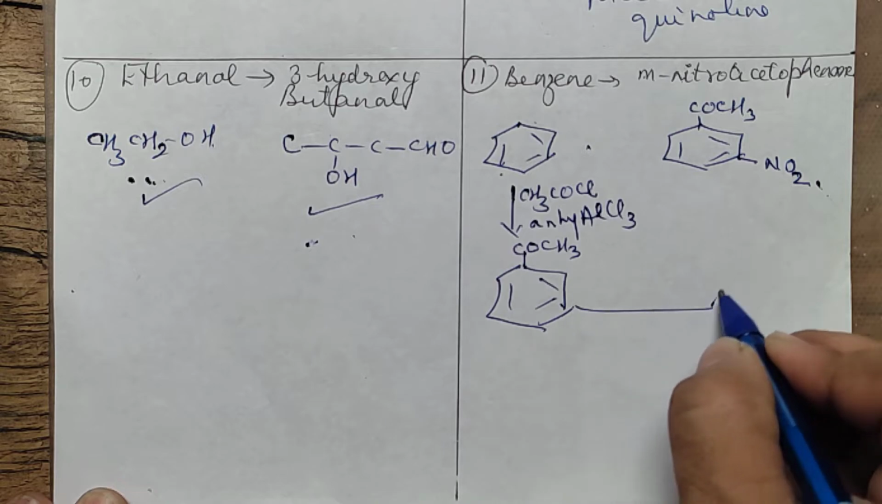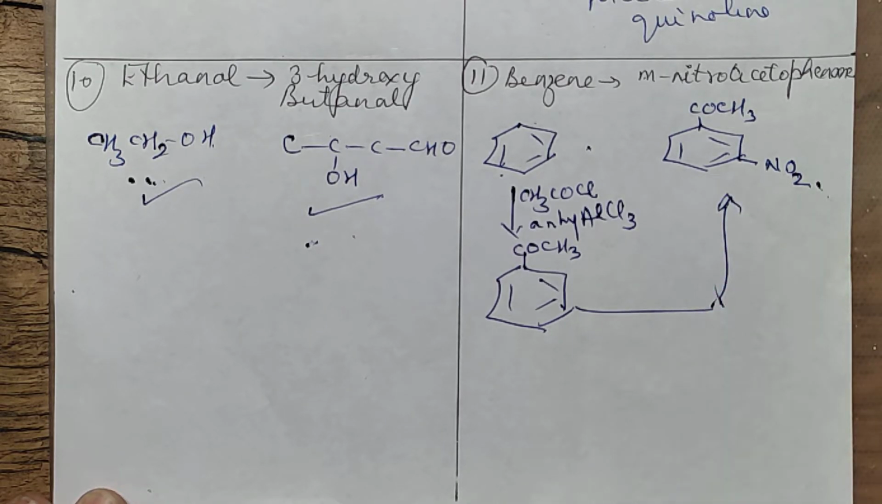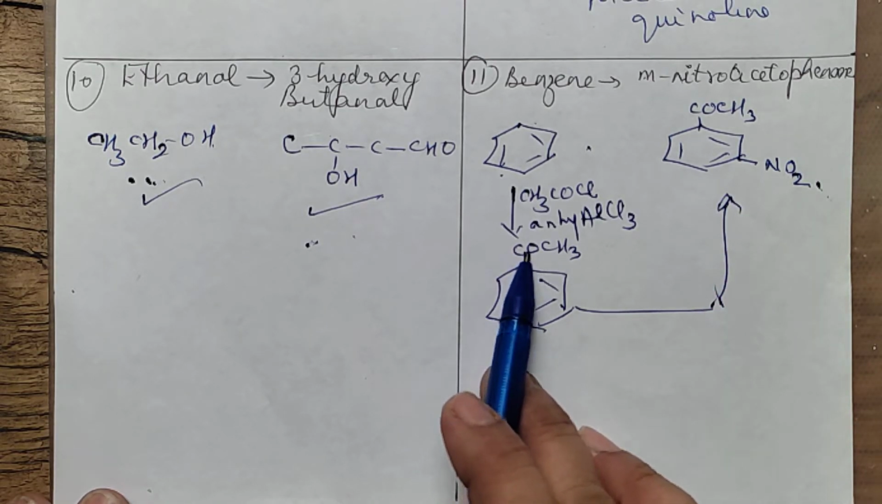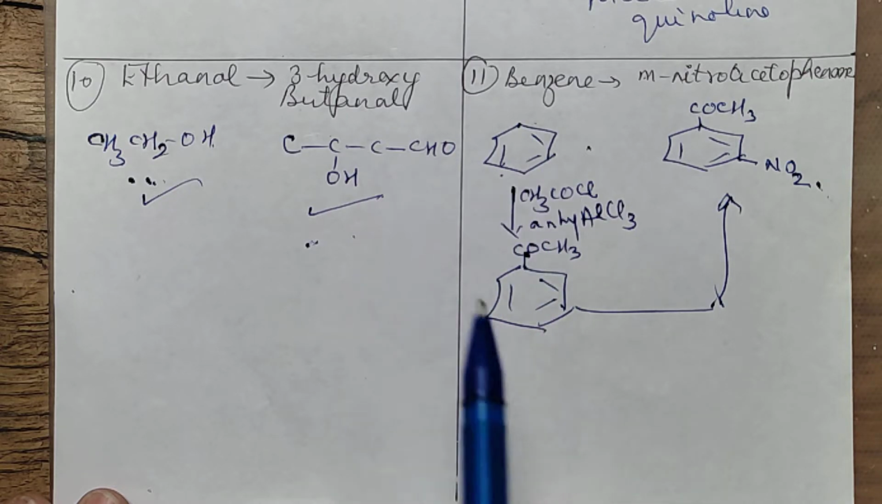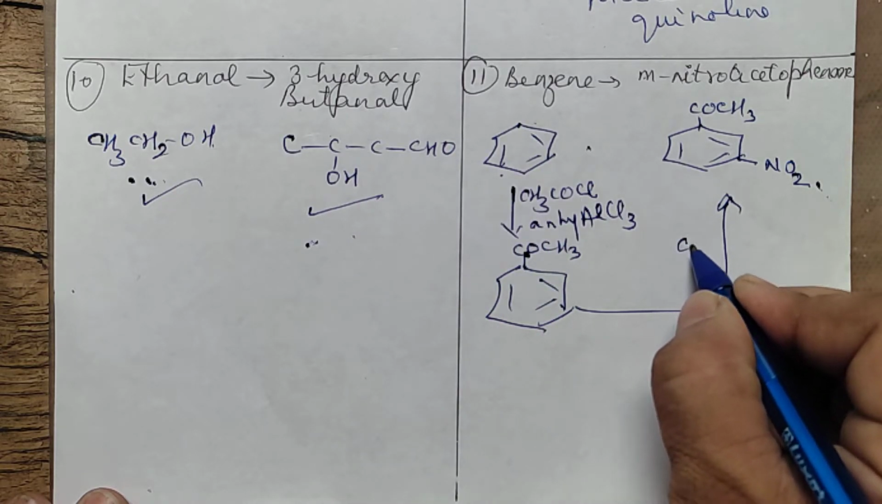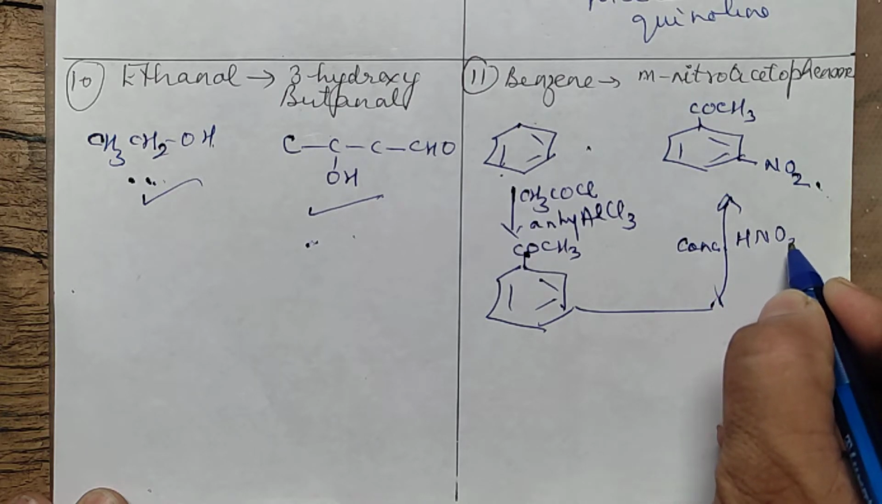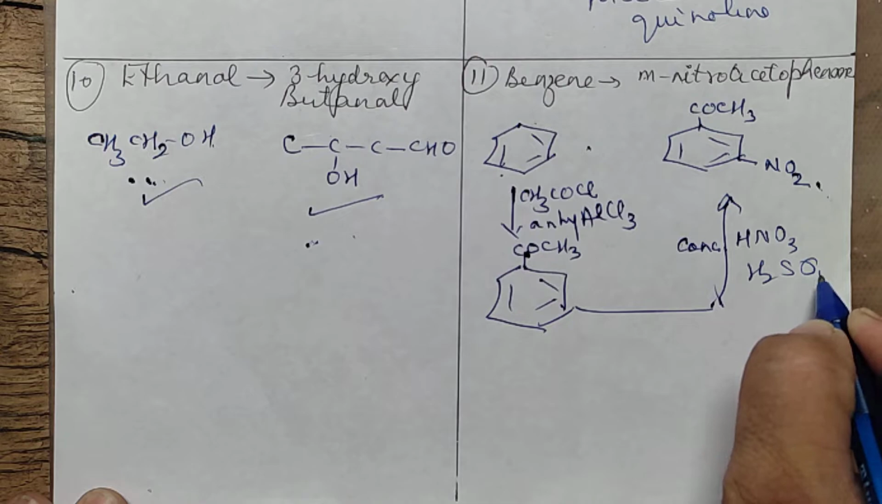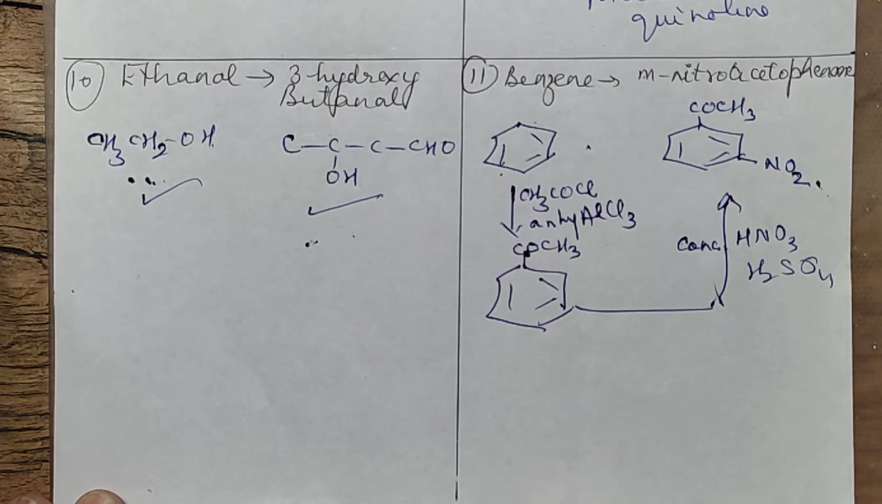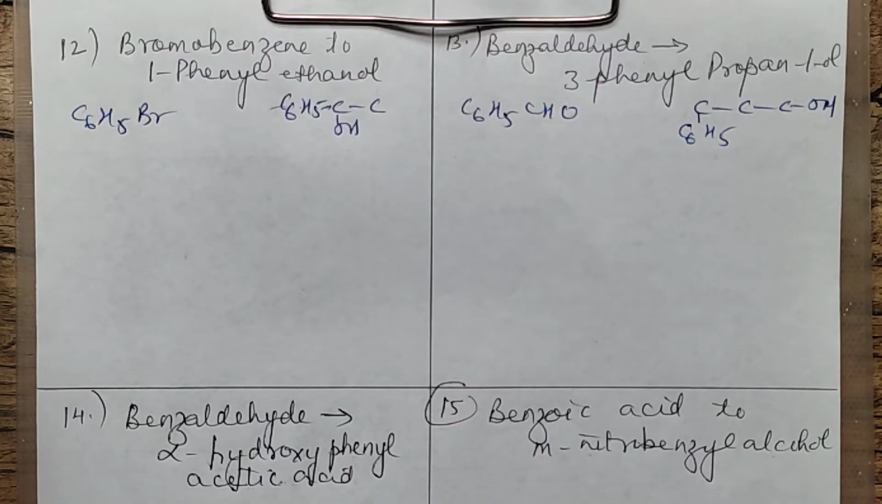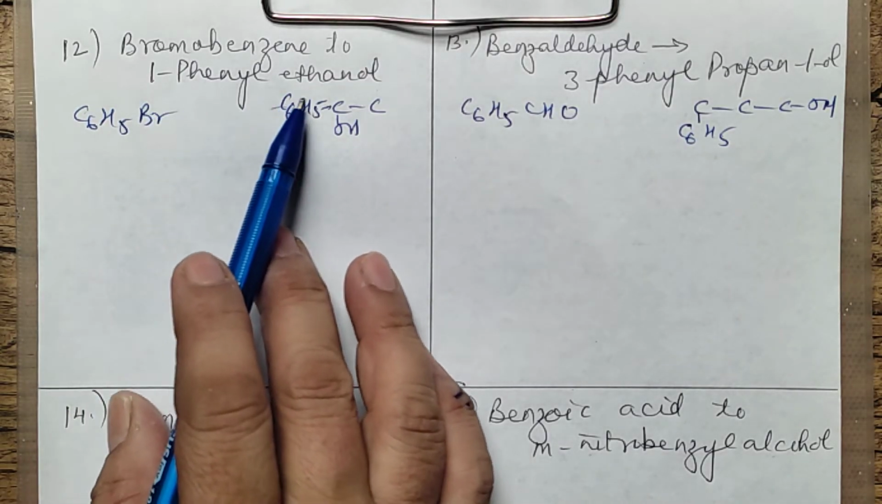Now to this acetophenone you have to introduce nitro group. This is a meta-directing group because it's having a double bond. It will pull electrons towards itself. Now you can carry out the nitration, concentrated HNO3, H2SO4, and then nitro group will be introduced at the meta position. Clear? Yeah, the next conversion is bromobenzene to 1-phenyl ethanol.